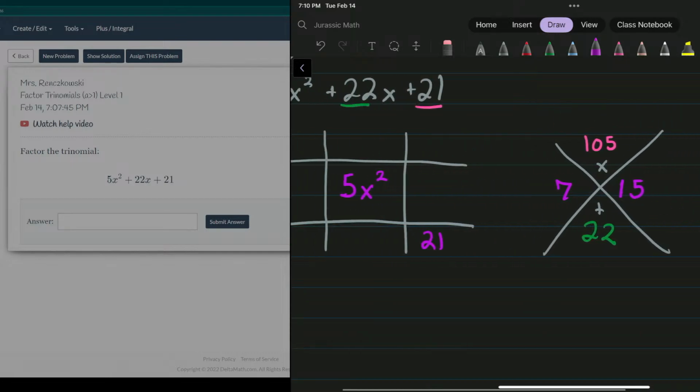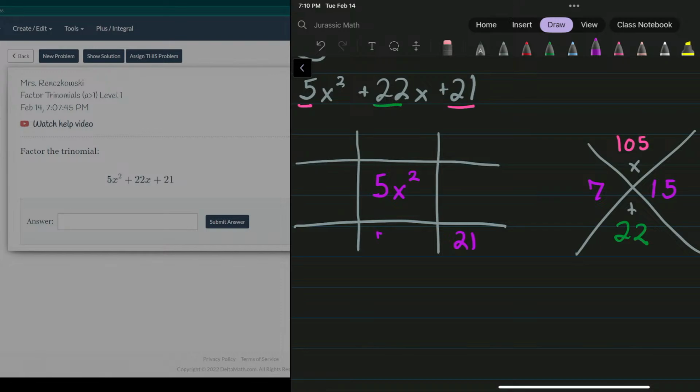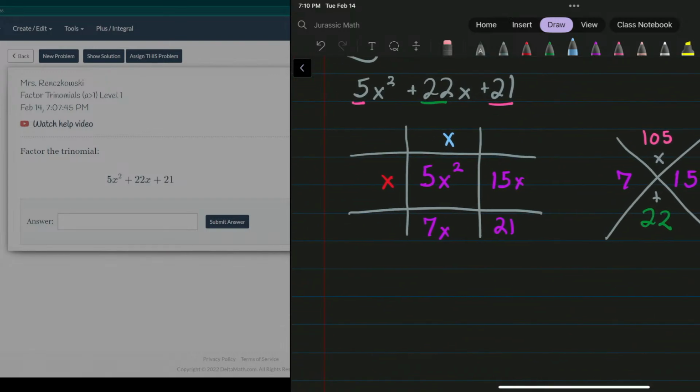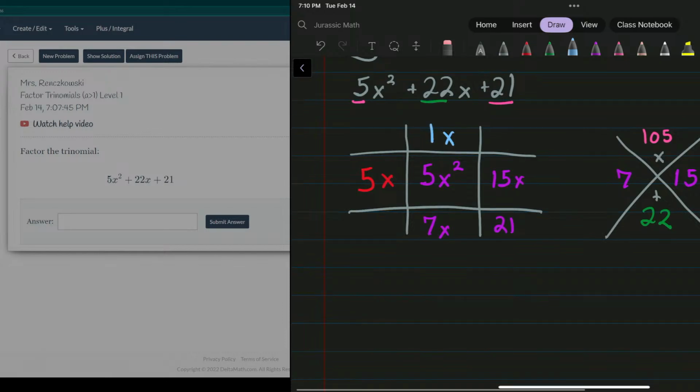So now I go back over here. I'm going to put my 7x down here, my 15x here. We need a red X and a blue X automatically. Okay. 5 and 15 can both be divided by 5, so I can put a 5x there. That means 5 times 1 is 5, and 5 times 3 is 15. And then the red spot, 3 times what equals 21? Oh, 7. So my answer is going to be in red, 5x plus 7, and in blue, 1x plus 3.